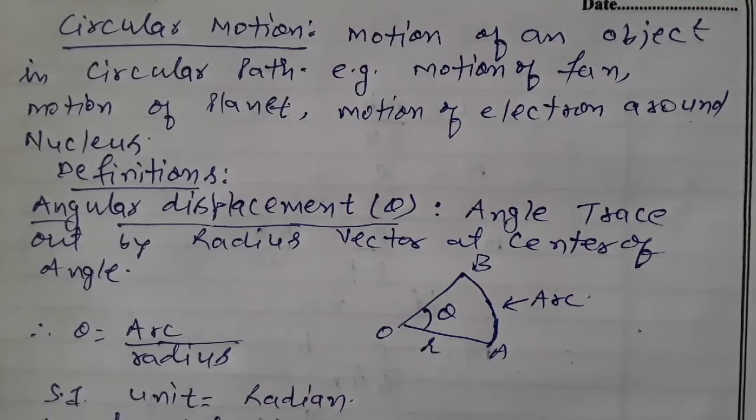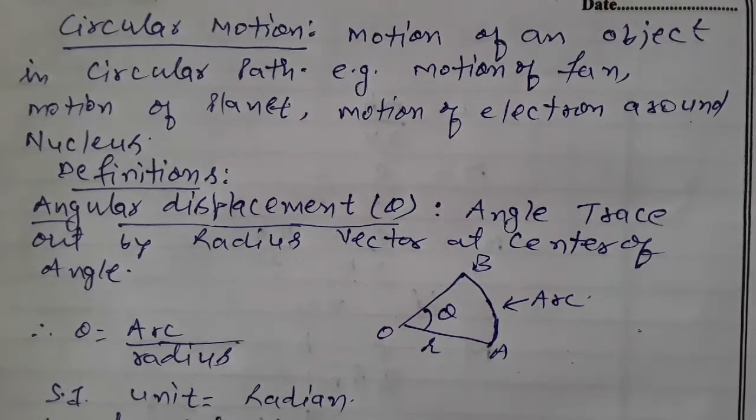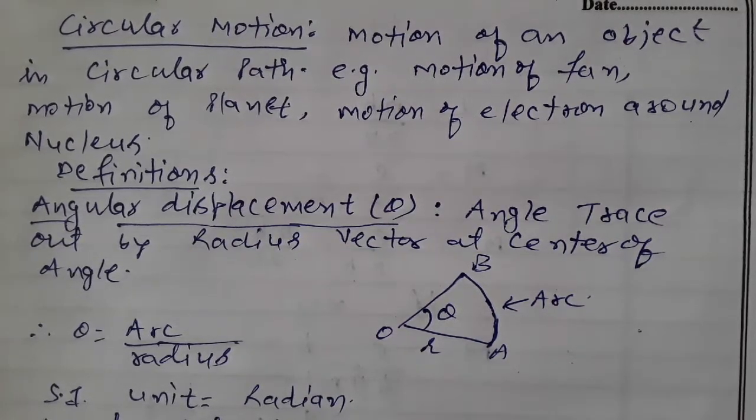In the chapter Motion in a Plane, the next topic is circular motion. If an object is moving in a circular path, it is called circular motion. For example, the motion of a planet around the sun, the motion of a fan around its axis, or the revolution of an electron around the nucleus. These are all examples of circular motion.